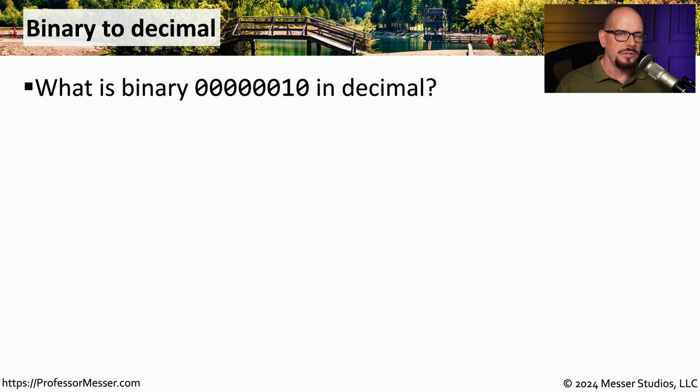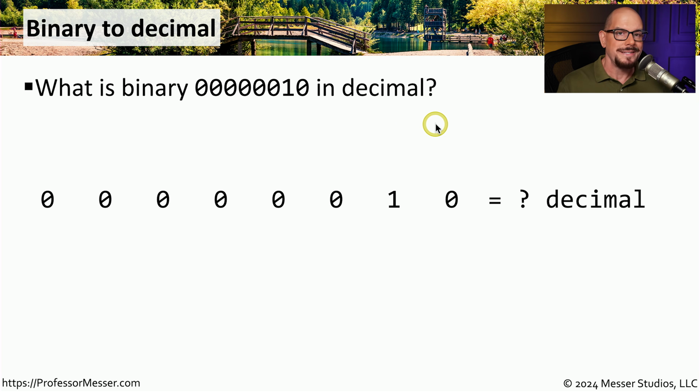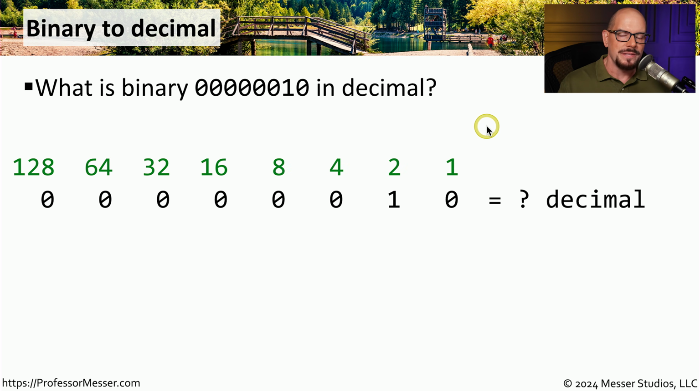Let's now use this chart to answer this question. What is the binary 00000010 in decimal? First, let's write down this value: 00000010. And of course, we want to know what the decimal equivalent is of that binary value. We'll then layer on top of this our conversion chart. So of course, we start on the right side with a 1, then 2, 4, 8, 16, 32, 64, and 128.